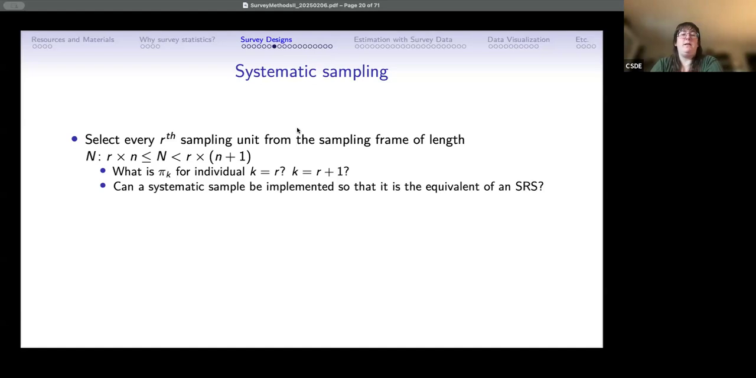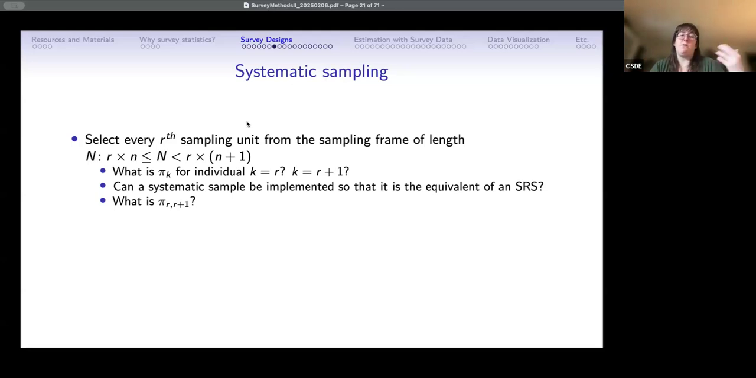Can a systematic sample be implemented so that it's the equivalent of a simple random sample? The answer is yes. So in systematic sampling, which is just a way of drawing people or a sample from a population, much like simple random sampling with or without replacement, you select every rth thing in your list. So if we have a list of people, like I said, and R was 8, we would select the 8th person, the 16th person, the 24th person, the 32nd person, and so on.